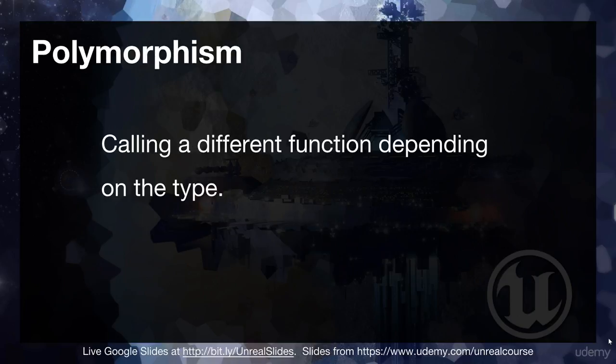First off, what is this word that I'm using? This word polymorphism is a little bit weird. You've probably never heard of it before. Well, it basically just means calling a different function implementation depending on the type. Okay, so it seems fairly straightforward.